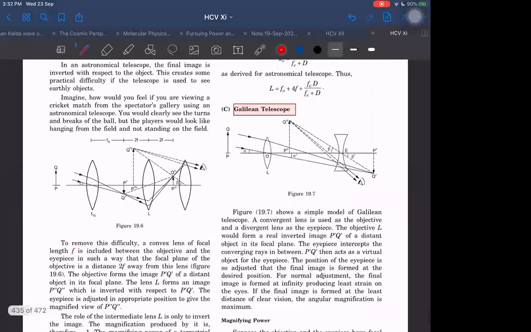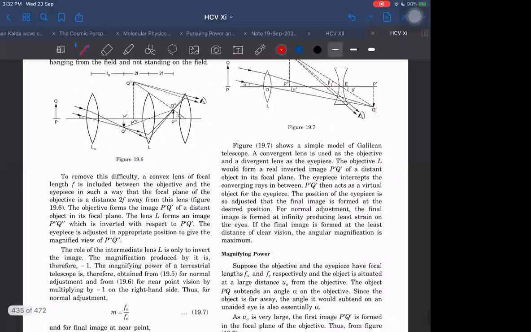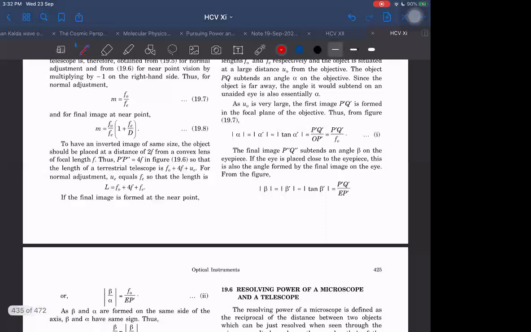Terrestrial telescope is the same, same type of navigation, same formula, except one difference. The length of the telescope will be different. Remaining everything is unchanged. Same thing only.